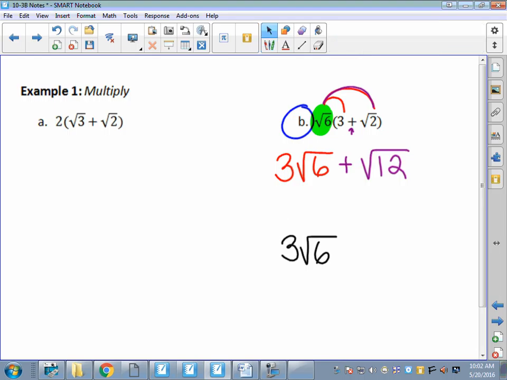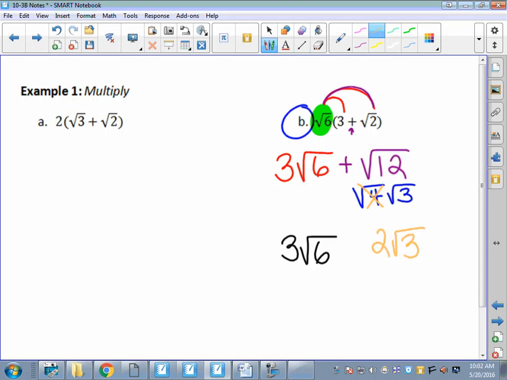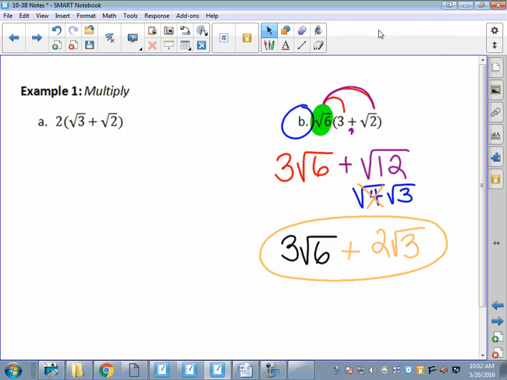I'll scooch that down a little. Can a square root of 12 be simplified? Aha, it can, right? Because 12 is 4 times 3. 4 is a perfect square. 3 gets stuck on there because we can't take it out of the radical. The plus sign stays in between. So 3 square roots of 6 plus 2 square roots of 3.